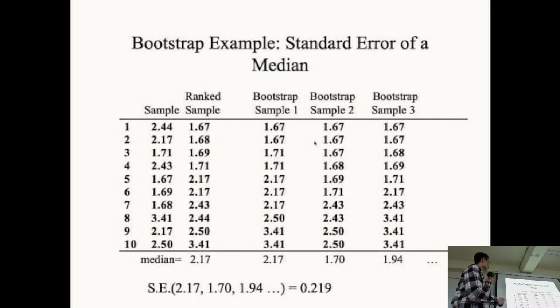For this example, you can see if I rank them, the median is 2.17. And if I bootstrap, by chance, the median is 2.17. By chance, 1.7. By chance, 1.94. So you can generate a different median from each bootstrap sample. And then you calculate the standard deviation of all these bootstrap medians, and you get 0.219. That is the standard error of your median.